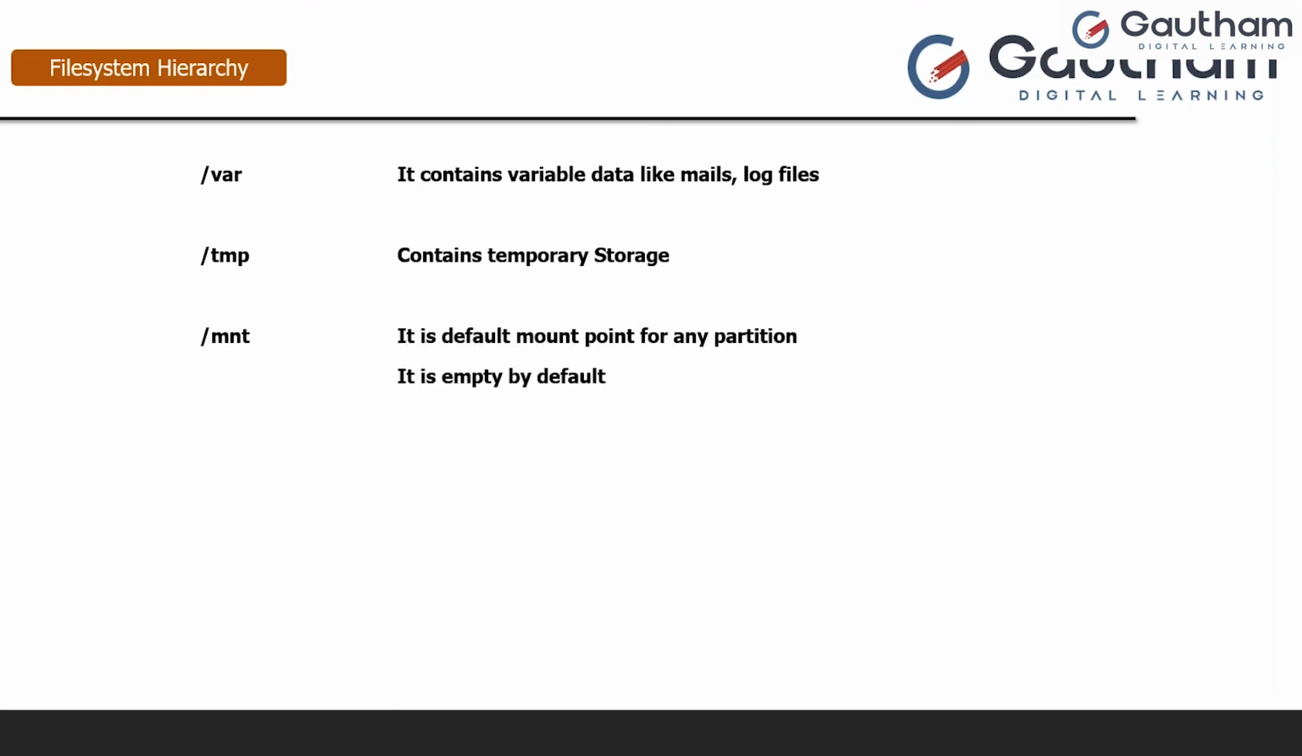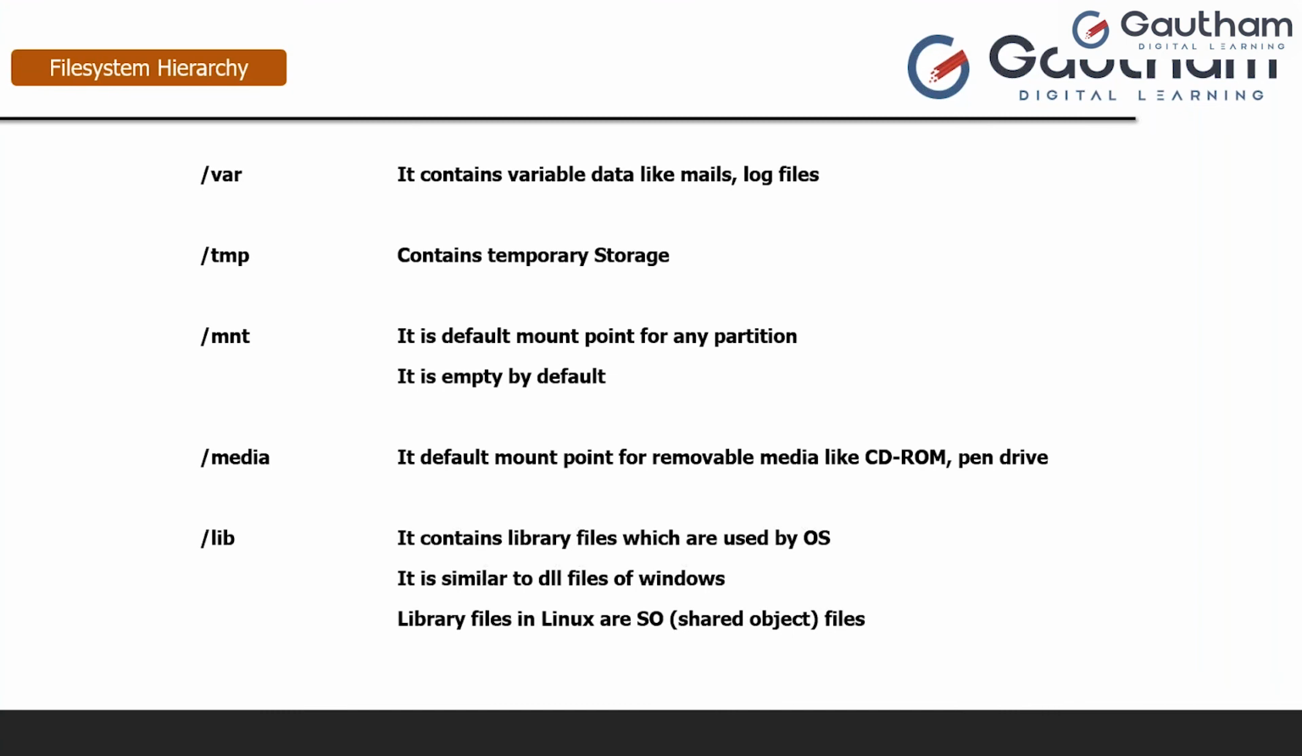MNT is a default location from where you can access internal drives connected to your system. The removable media, pen drive, CD drive, tape drive can be accessed through /media. And all the libraries that are required for your software to function properly will be kept in /lib. So these are the architecture and file system hierarchy of Linux, which is really important for us to understand before we can actually go into Linux.